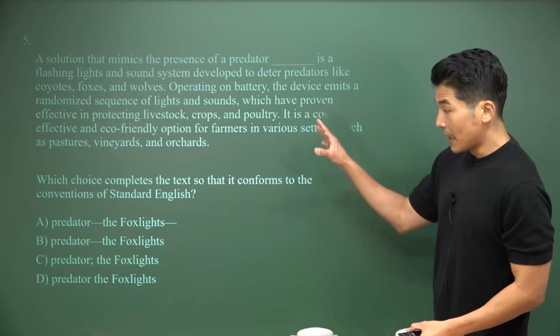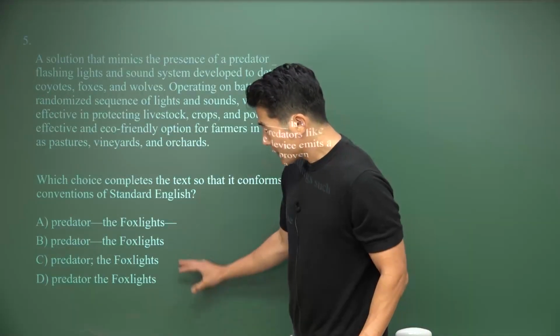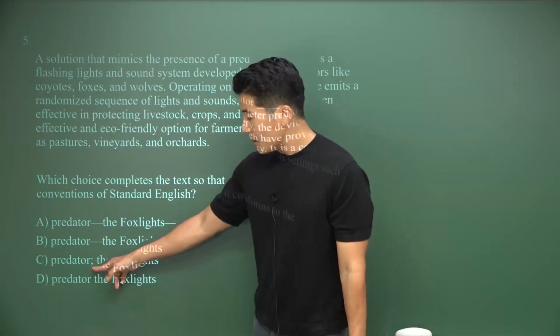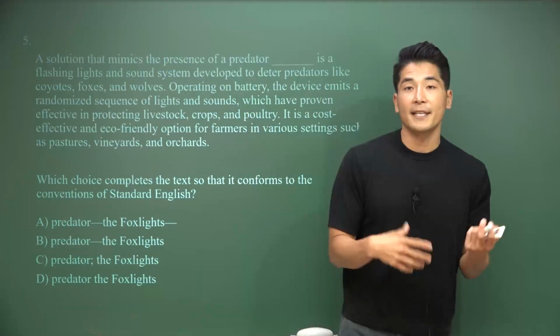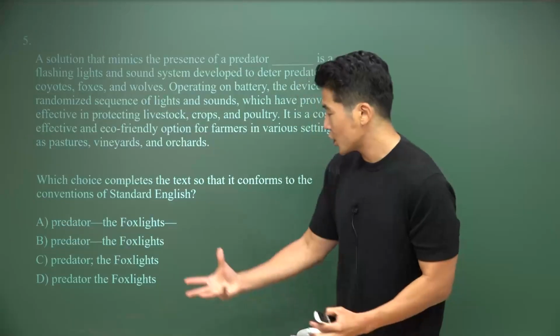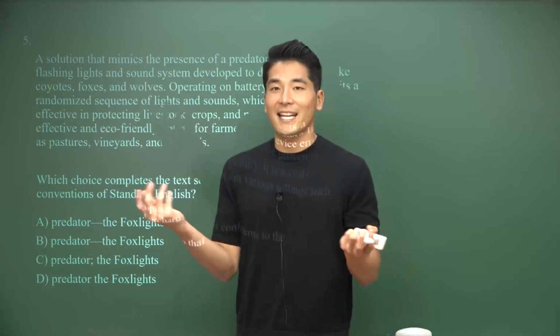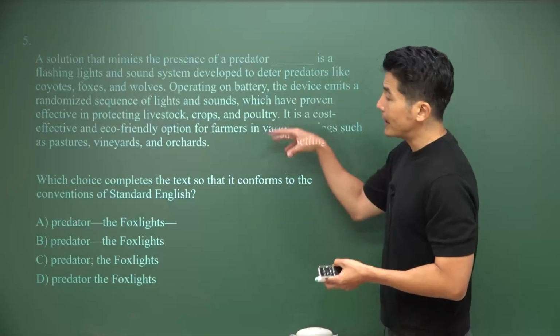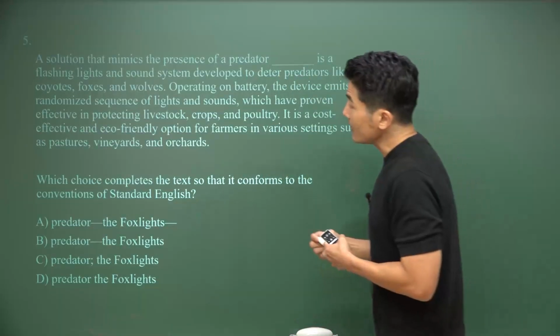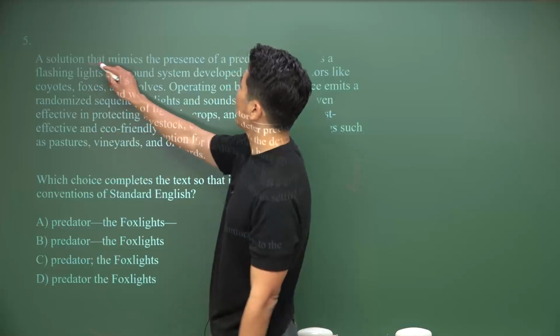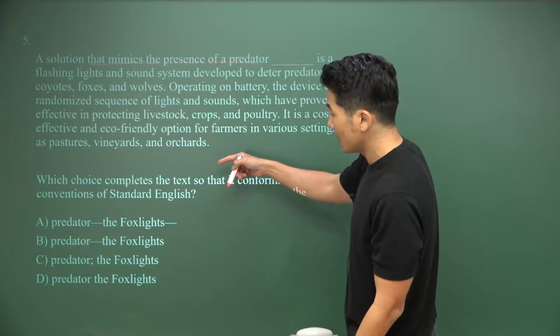Next, you guys, number 5. If I look at my answer choices, okay, I notice the semicolon there, I'm thinking sentence structure, right? Sentence structure and punctuation, which tends to go hand in hand, okay? So here, that's how I'm kind of reading. It says, a solution that mimics the presence of a predator.